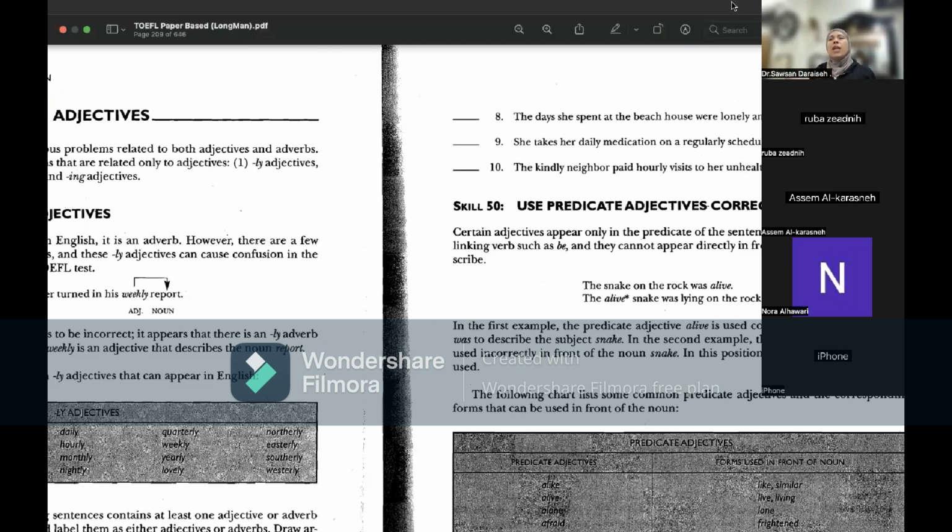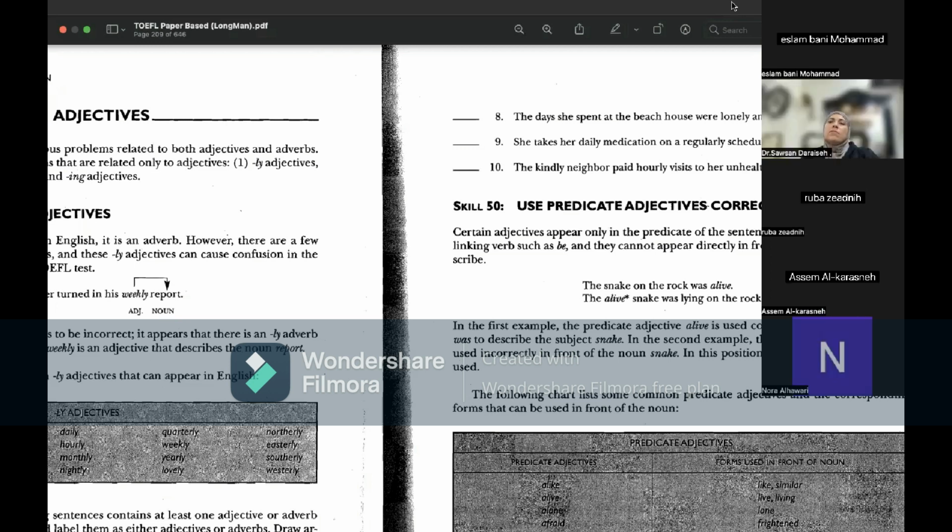Dr. Khulud, 8 or 9, 8 or 10, I mean, sorry. Number 10. Yes, go ahead. It is more obvious for me. Okay. Yes. The kindly neighbor paid hourly visits to her unhealthily friends. That was hard to say. It should be unhealthy. Good. Unhealthy, yeah, friends. Good.